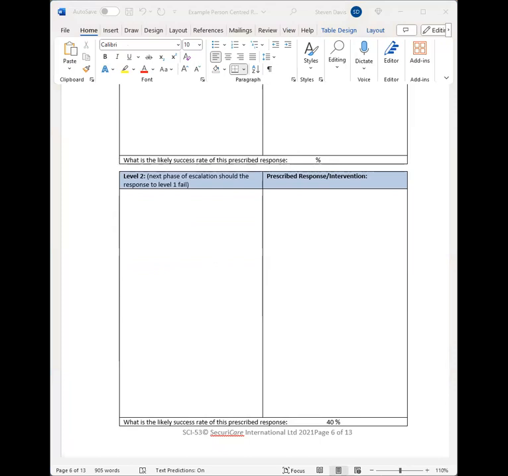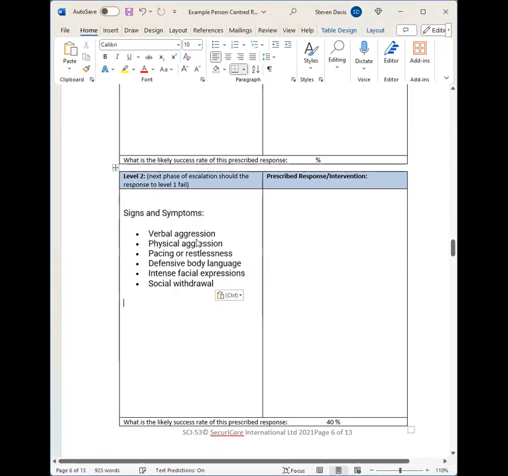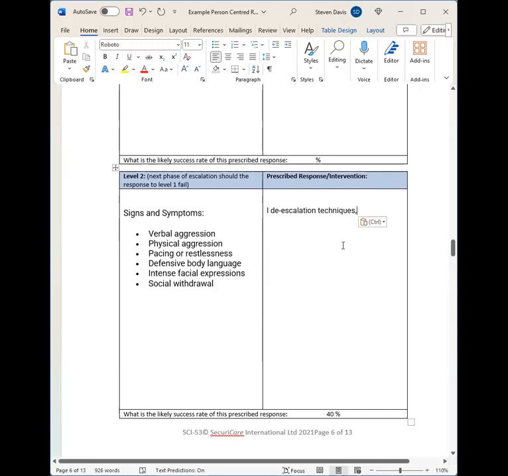Now, level 2 starts to pick up a bit more. And when we look at the signs and symptoms of level 2, because the behavior has definitely started to escalate a bit more, we're going to be looking there at the verbal aggression, the physical aggression, the pacing, the defensive body language, etc. And in here, if you remember in your training on the PowerPoint and in the book, we say for level 2 interventions, you should use the de-escalation techniques. And the de-escalation technique was the acronym for, you know, the distraction, the active listening, and all those things. So again, just thinking about what you're going to do there.